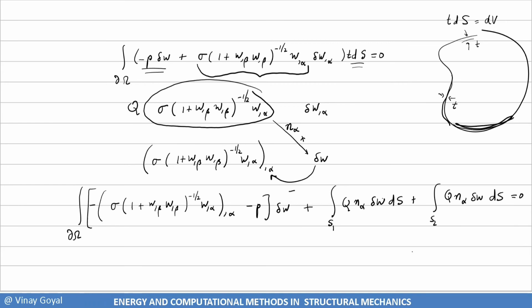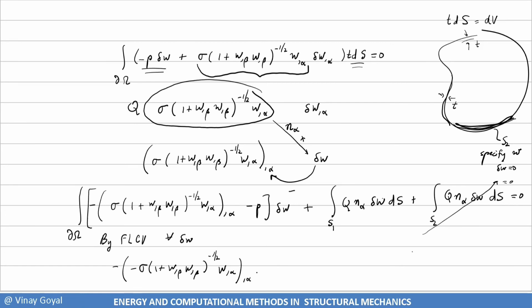On just part of the surface, S2, we specify W, and so then del W becomes 0 on that surface. So this becomes 0 on that surface. And then I'm left with, by the fundamental lemma of calculus of variations, for any del W, the Euler-Lagrange equation, which is minus sigma 1 plus W comma beta to the minus 1/2 W comma alpha, and the whole thing comma alpha minus P equals 0. And this is true in the volume, which I made equal to T ds.